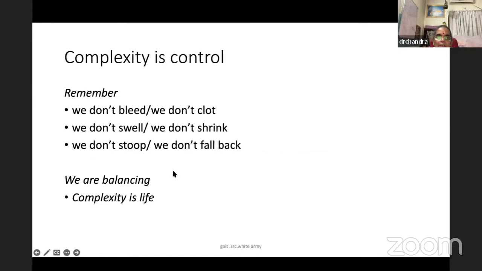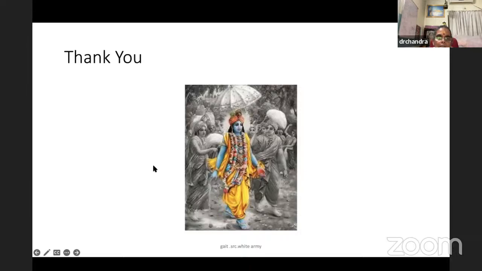Ultimately, it is that. We have bleeding factors, we have clotting factors, but we do not bleed, we do not clot. We do not swell, we do not shrink. We do not stoop, we do not fall. We saw how we do not fall: because we are balancing, and that is the complexity of life.